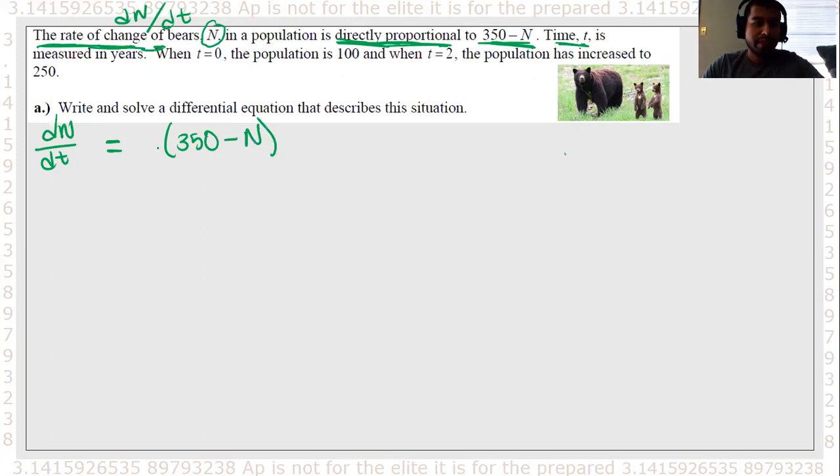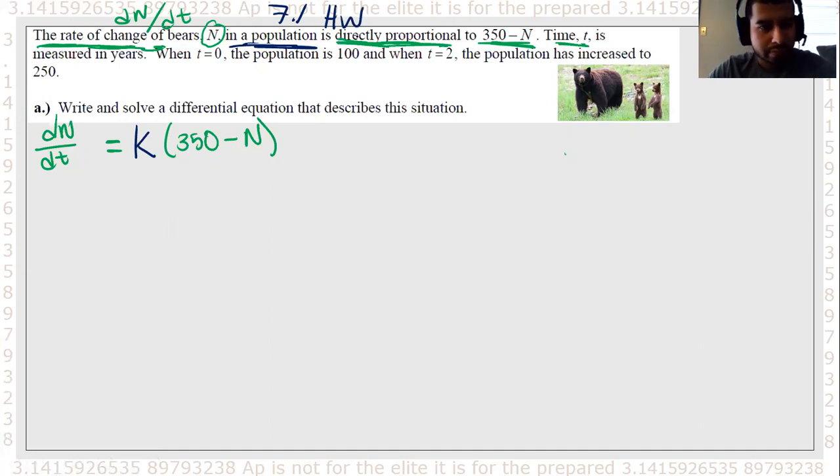Now we are missing one tiny thing. Hopefully you can remember that we're missing a constant of proportionality. This is from our 7.1 lesson, where we used the k. So if you forgot how to set these up, guys, that's the 7.1 lesson.